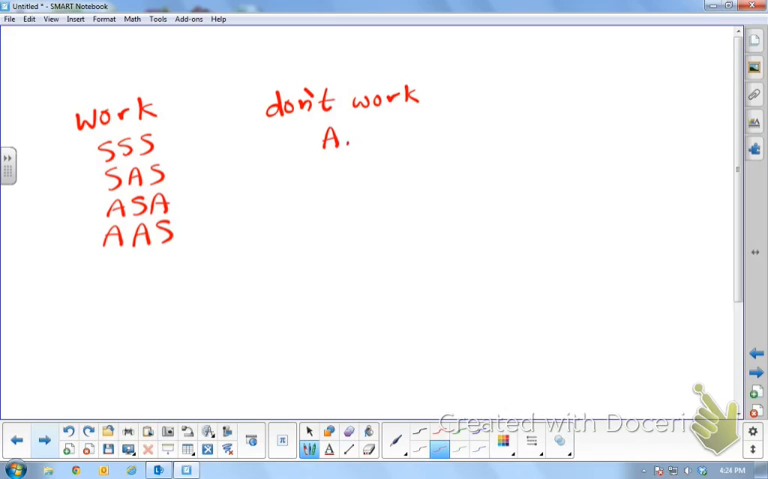Angle, angle, angle, and then angle, side, side doesn't work. Let's write it as side, side, angle. You know why. So we need to be able to identify which one works, and if it does work, make our triangle congruence statement. So when we say the triangle congruence statement, that's what I used on the previous one to tell you the two triangles are congruent.